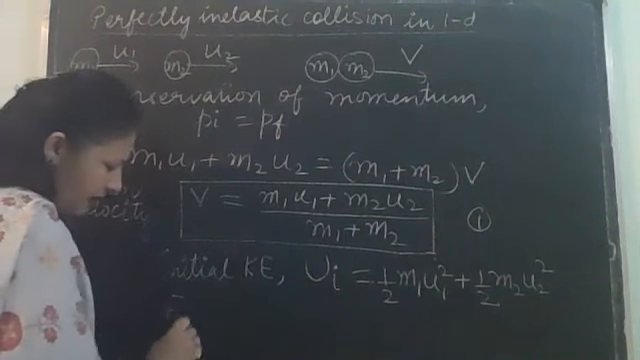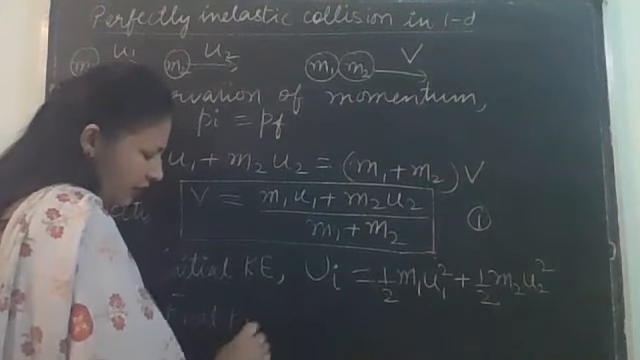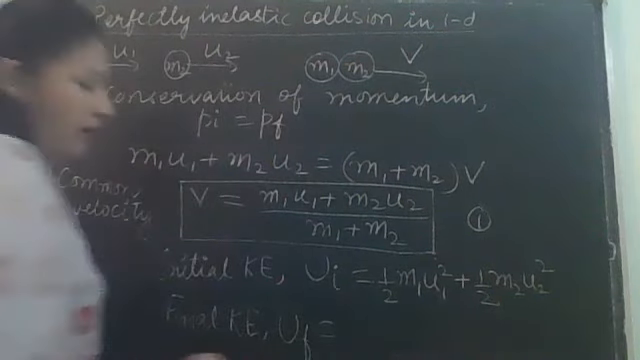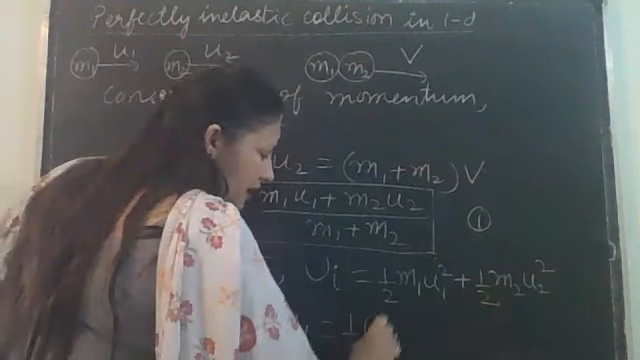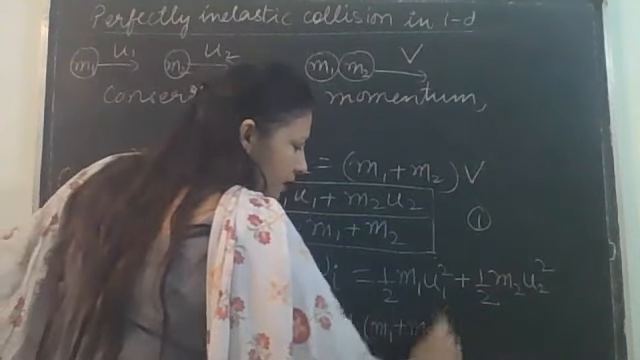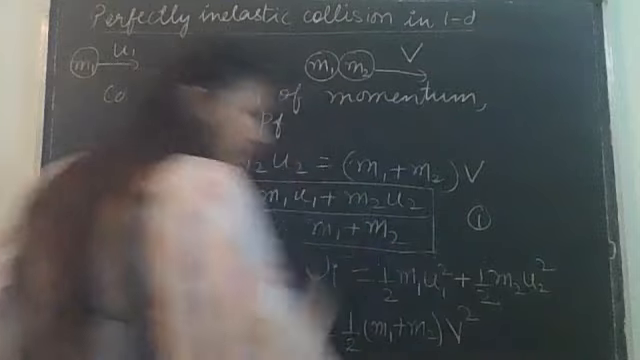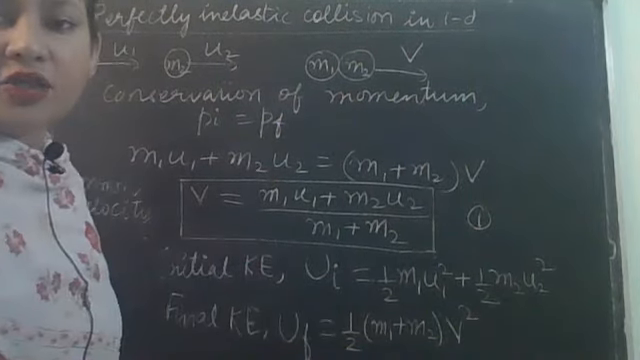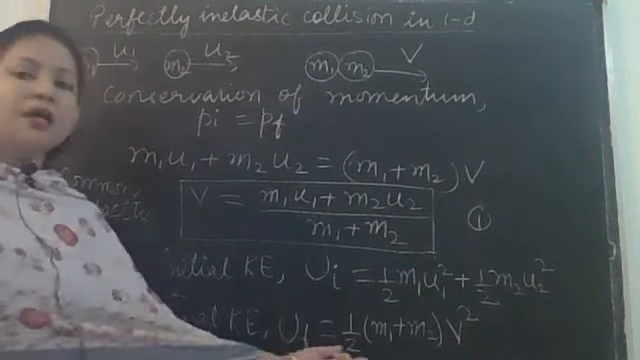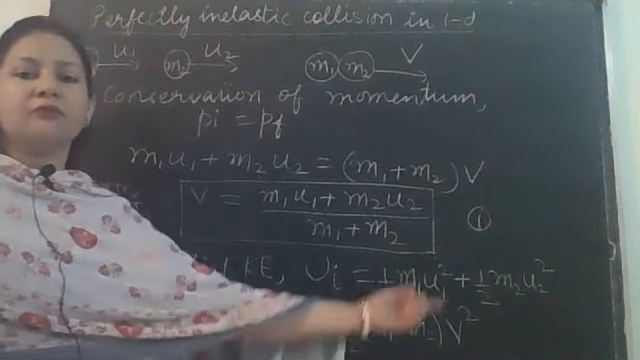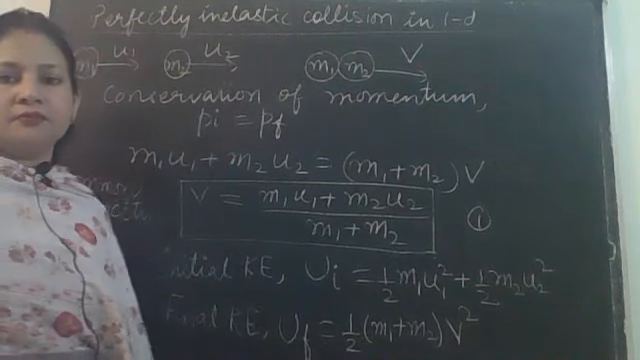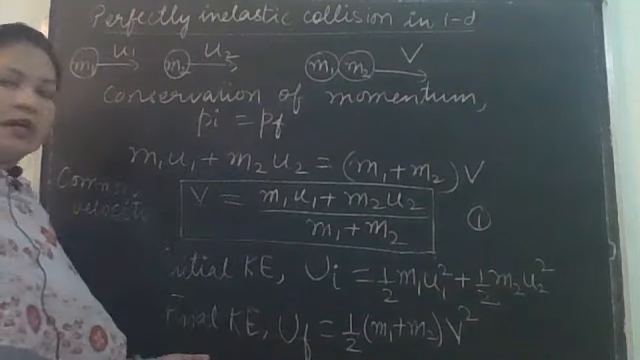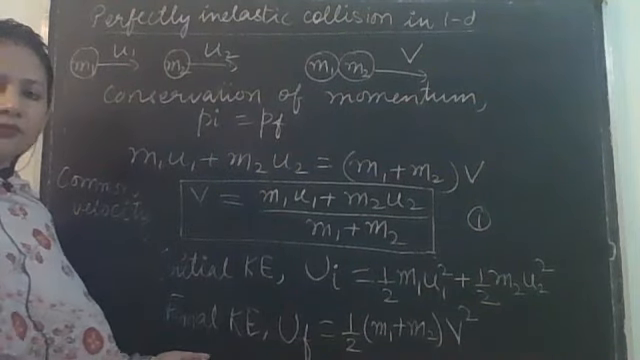And what is the final kinetic energy? Final kinetic energy, let us call it Uf, is half final mass m1 plus m2 into common velocity square. So this is how we write the final kinetic energy of the system. That will be half m1 plus m2 v square. All right. Is that clear? So up to here, all the steps are clear to you.